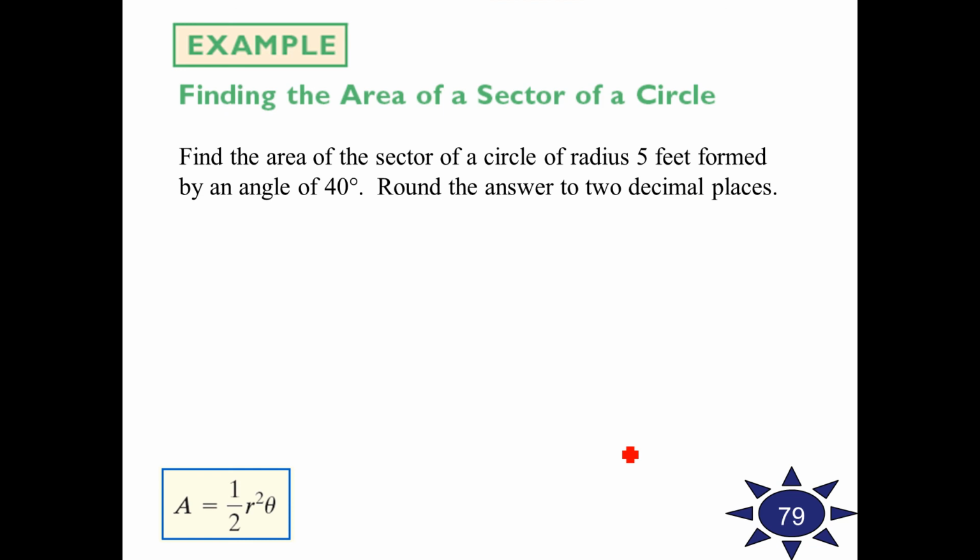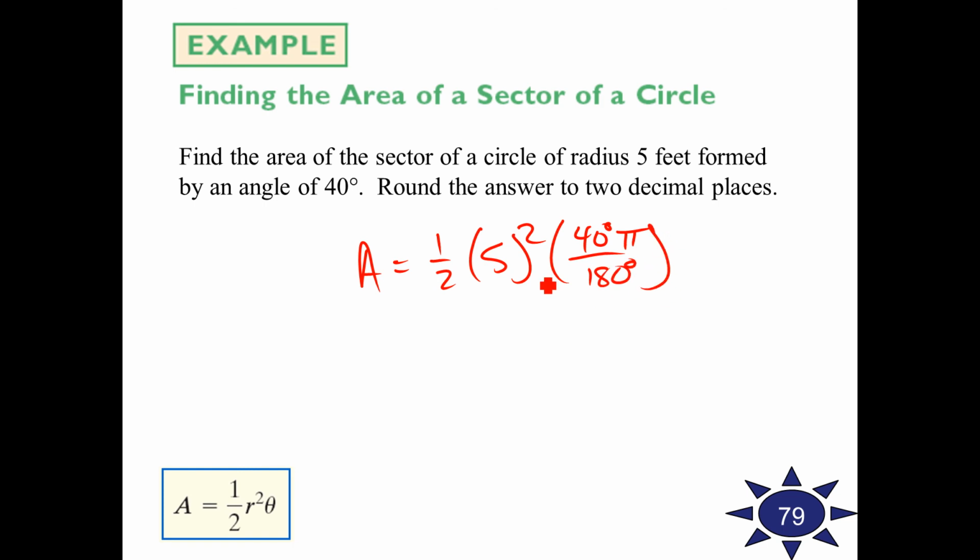Alright, so let's try this. Find the area of a sector of a circle with a radius of 5 formed by an angle of 40 degrees. Area equals 1/2 times 5 squared. Don't just put 40. Convert it into radians. Got to be in radians here. Alright, so if we plug this in, we're going to end up with an area of 8.73. And our unit would be square feet.